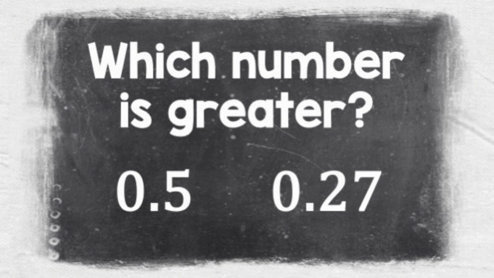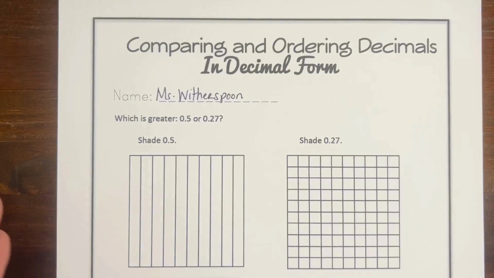In our last lesson, we talked about why someone might say that 27 hundredths has a greater value than 5 tenths, because it has more digits. And with whole numbers, that makes sense. But with decimals, they behave a little bit differently.